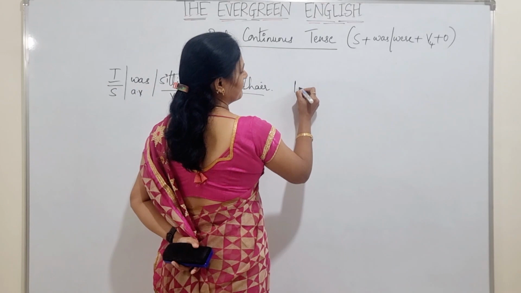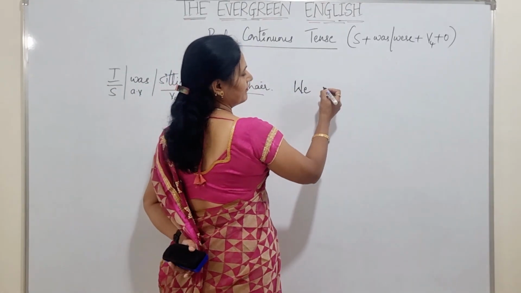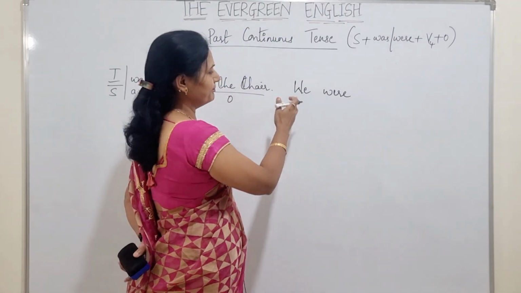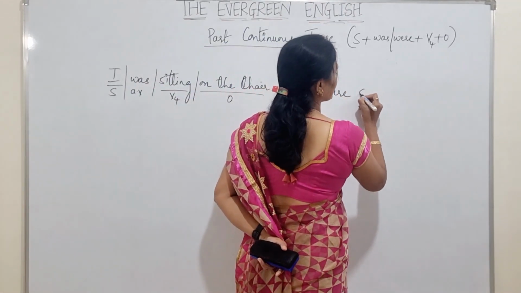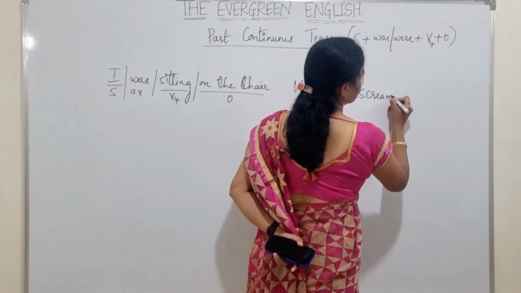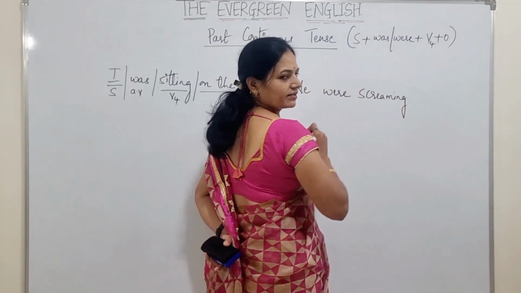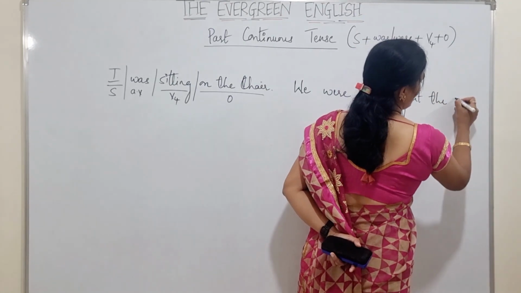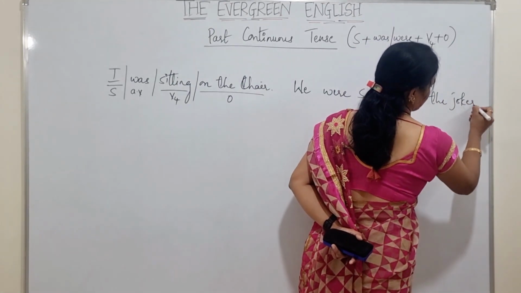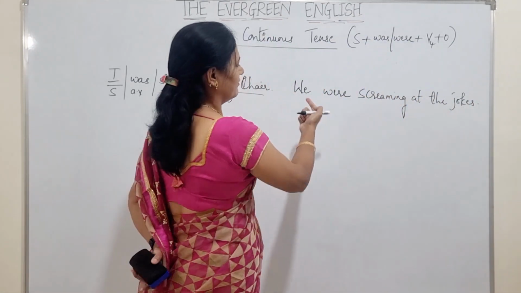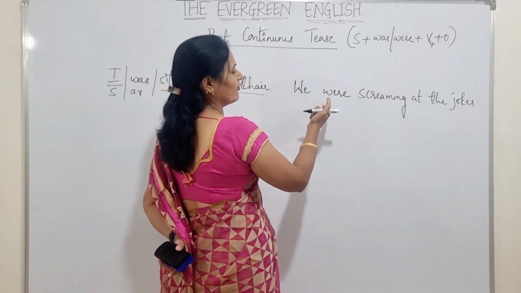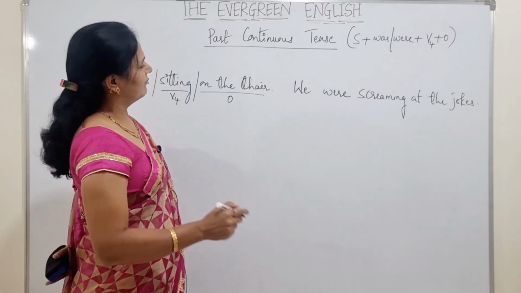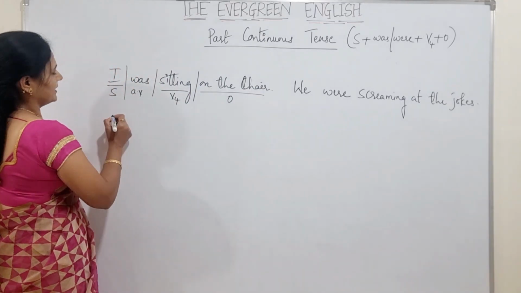We were. This is plural, correct? We is the plural form. So, we were screaming. We were screaming at the jokes. Okay, we were. Were is the plural form. So, we use this helping verb were.